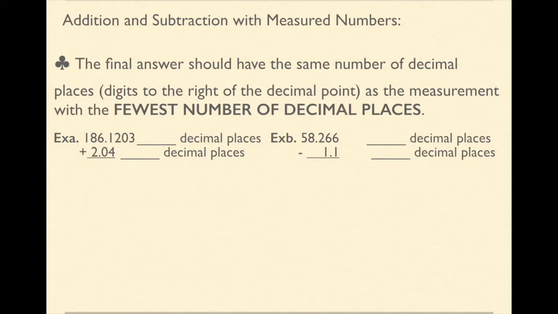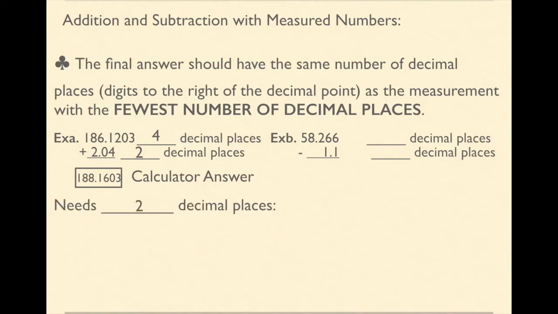So let's look at that. How many decimal places does 186.1203 have? Well, it has 4 decimal places. 2.04 has 2 decimal places. So when I add those 2 values together, I end up with 188.1603. So my final answer is going to need 2 decimal places. So that's going to round to 188.16.